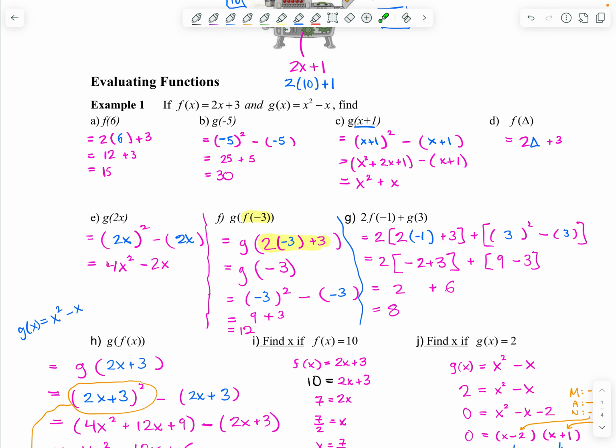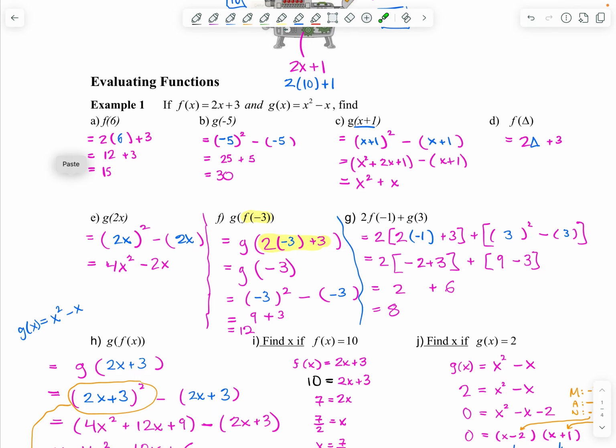Okay. Here, for g of negative 5, now my function is no longer f, it's g. I'm looking at the function g of x right here. g of x is a different rule. It's a different process. It's a different function. Here I'm squaring the input and then subtracting the original input.